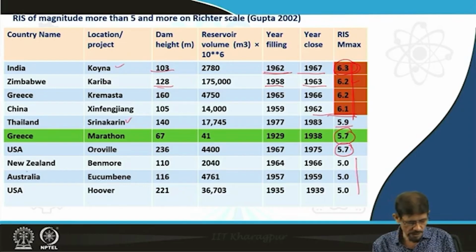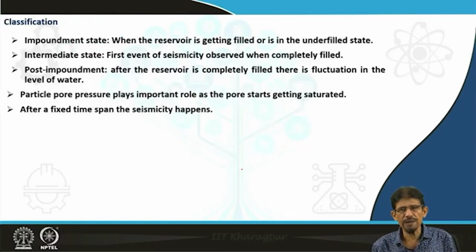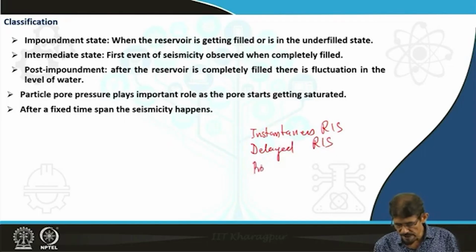Some of the projects located in New Zealand, Australia, and the USA have produced magnitude 5 earthquakes. If we divide RIS (reservoir-induced seismicity) into different categories based on the release of water, change in water level, and other factors, then we can say that RIS can be divided into 3 categories: instantaneous RIS, delayed RIS, and protected RIS.